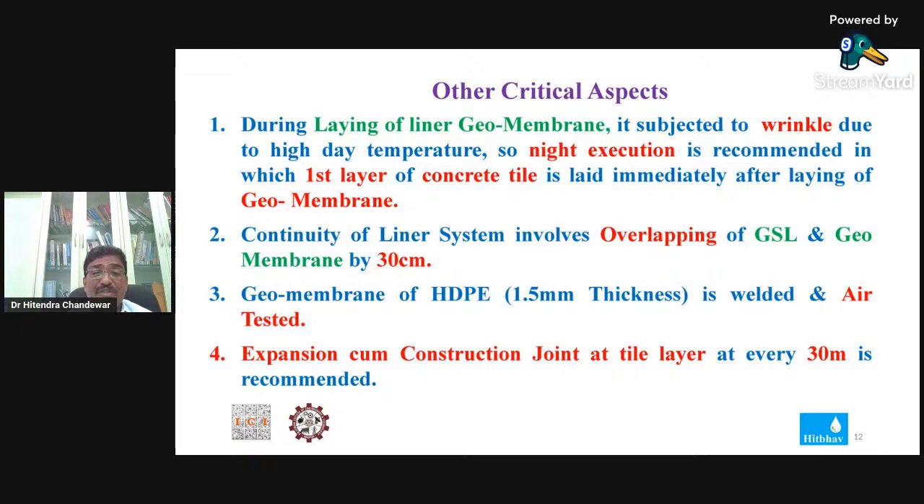Because of wrinkles in the geomembrane, it's very difficult to lay the concrete tiles on it. In such cases, we asked them to lay the geomembrane even at night itself, so that the work was going on day and night.